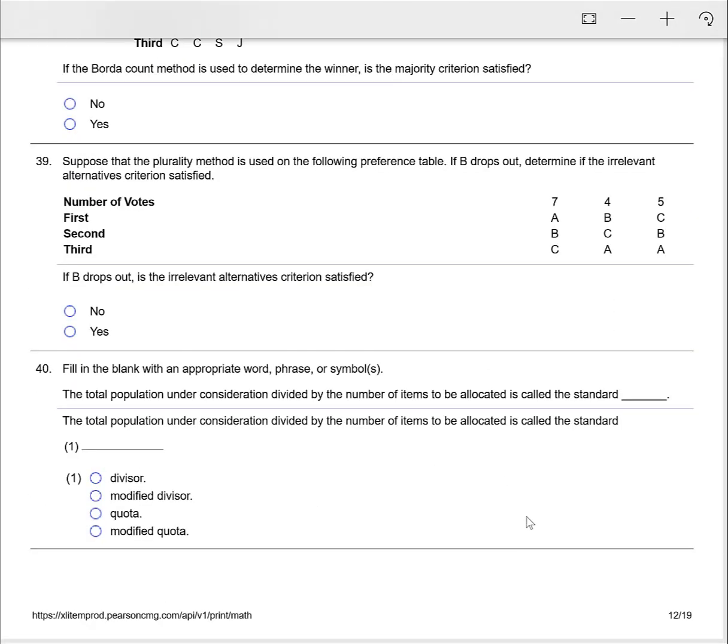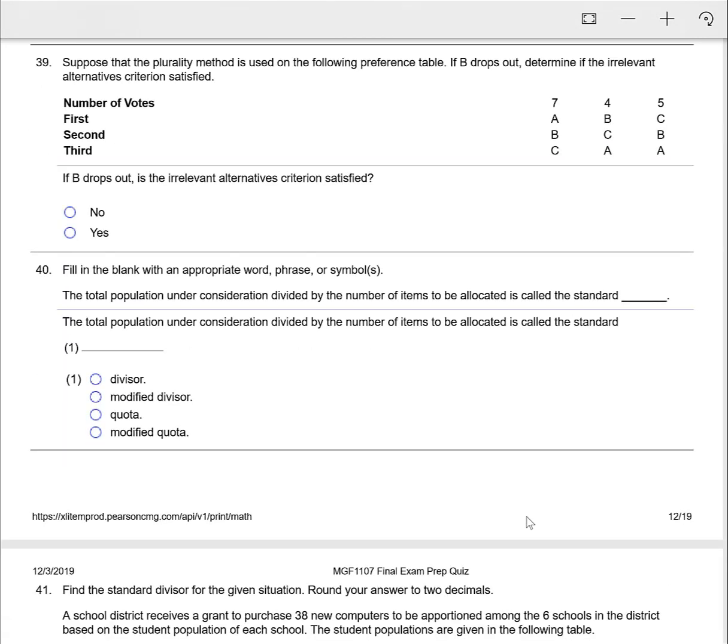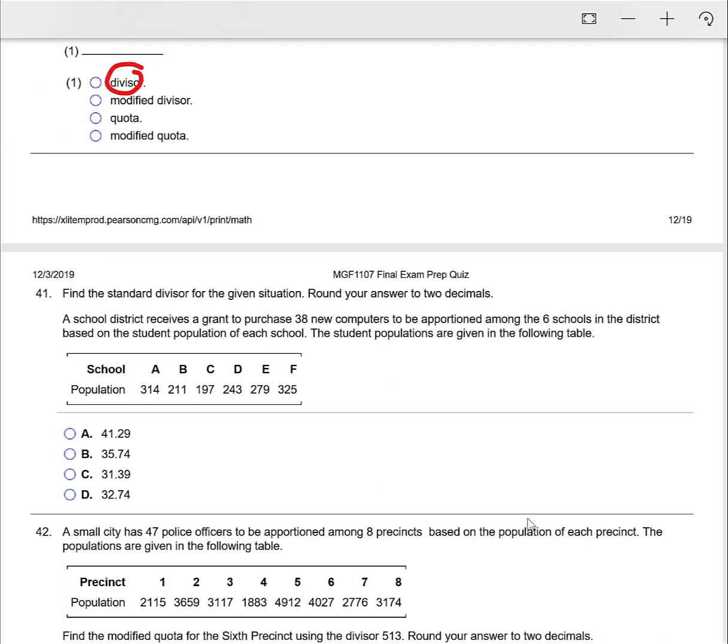The population under consideration divided by the number of items to be allocated is called the standard divisor. We want to find a standard divisor overall here. So the total population here is 1569 if you add up the population numbers for the different schools, and then divide by the number of items to be allocated, and you'll come up with 41.289, which is answer A.